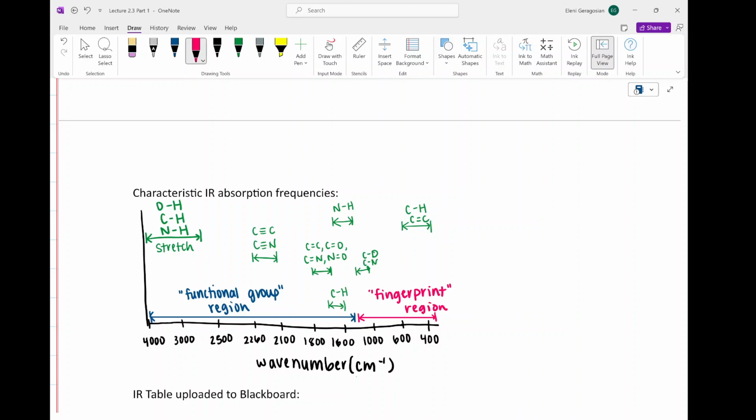And like I mentioned, there are a lot of overlapping peaks. I didn't draw all of them here, but a lot of overlapping peaks in this area that can make it hard to analyze.